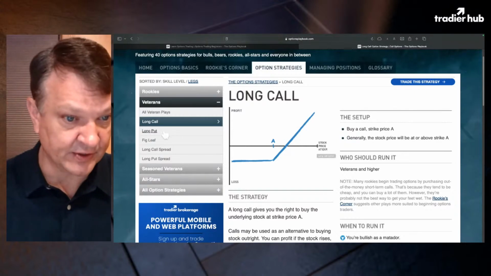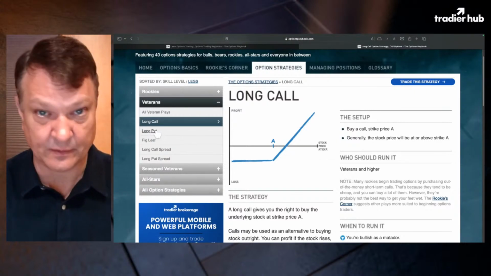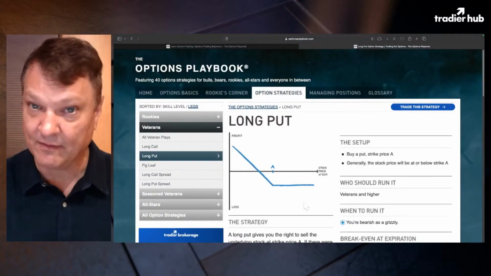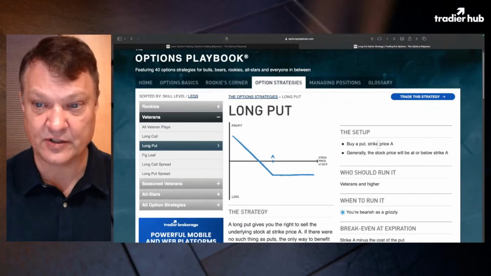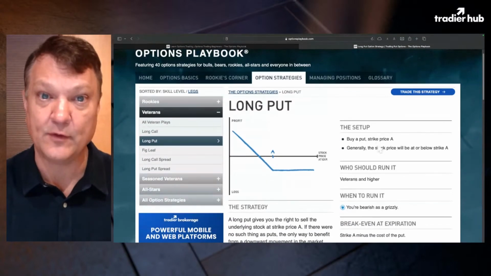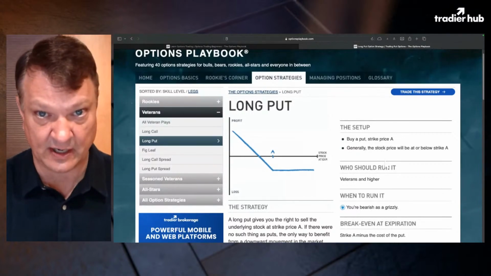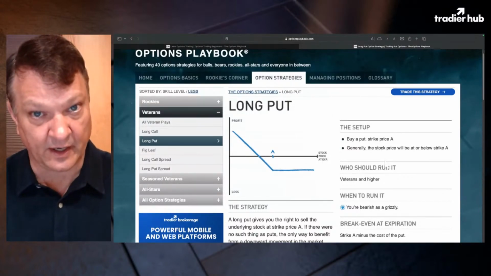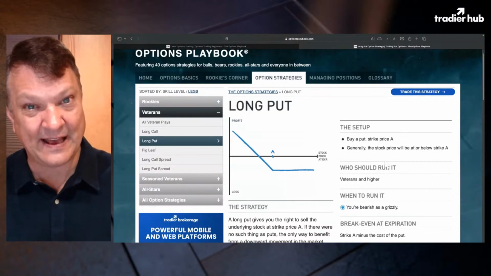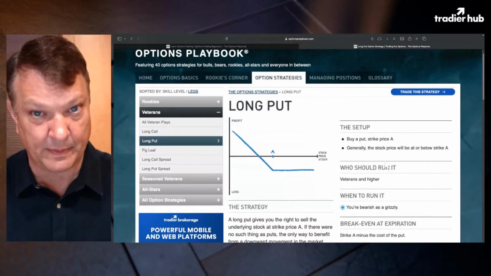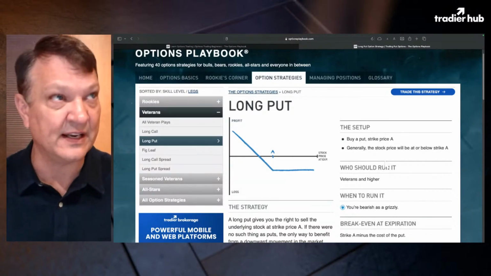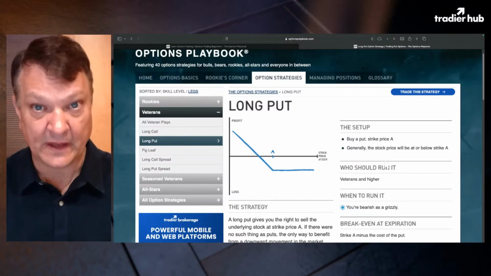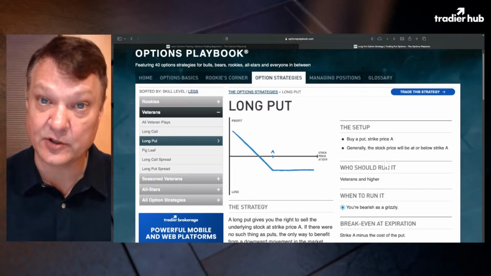Now, one of the beautiful things about option trading is that if you have a forecast, we can adjust our strategy to meet that forecast. So if you want to be bearish on an underlying stock, in the stock market, the only way to get bearish is to actually sell a stock short.